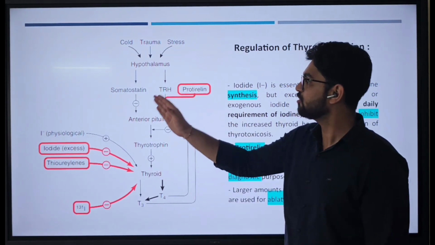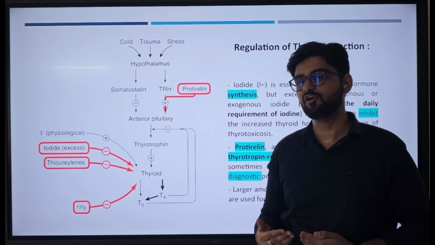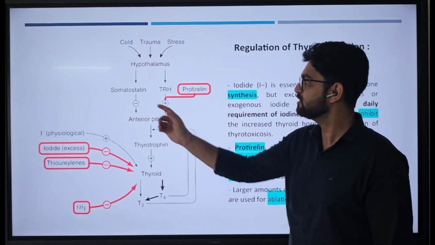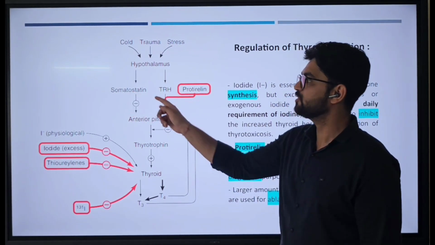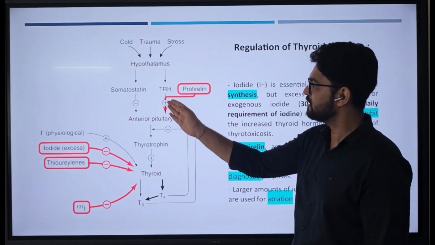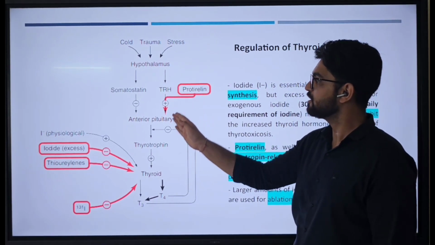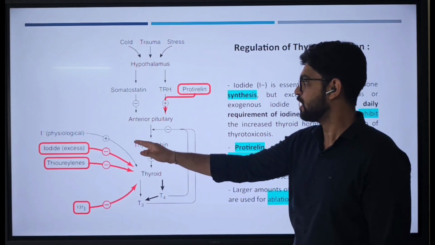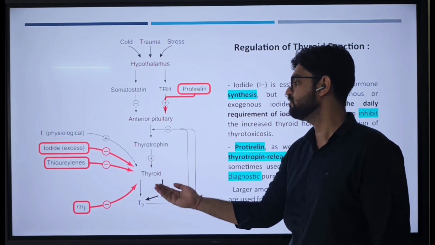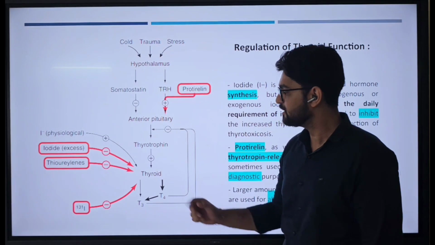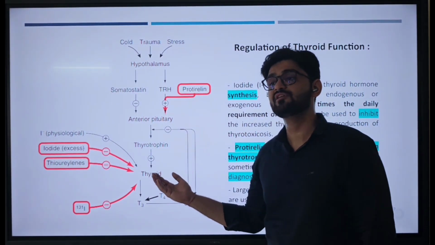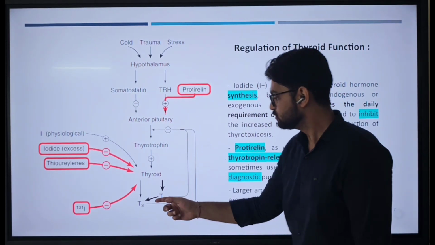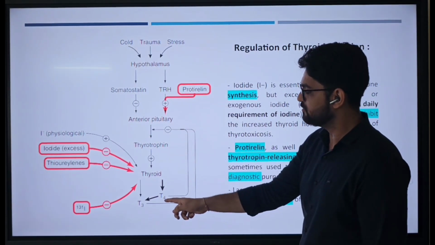Now, the function of the releasing hormone is to stimulate the pituitary gland, specifically the anterior pituitary. So you can see from the indications, somatostatin shows a negative regulation, while TRH, thyrotropin releasing hormone, triggers the release of TSH from the anterior pituitary. Right. So the release of TSH stimulates thyroid hormone production, as indicated by the positive sign. The thyroid gland, stimulated by TSH, releases T4 and T3.